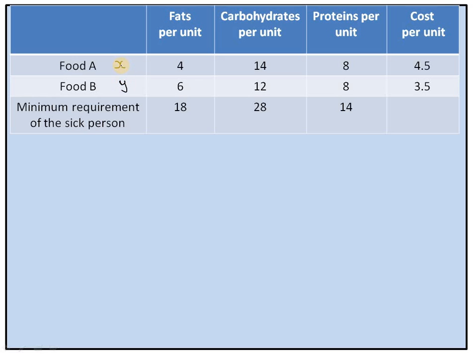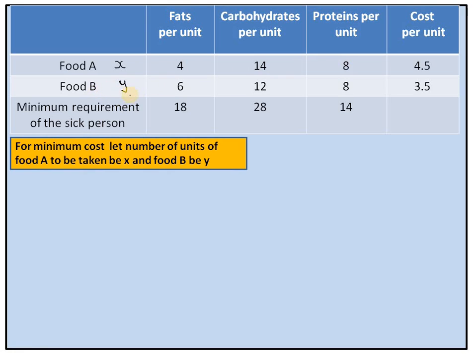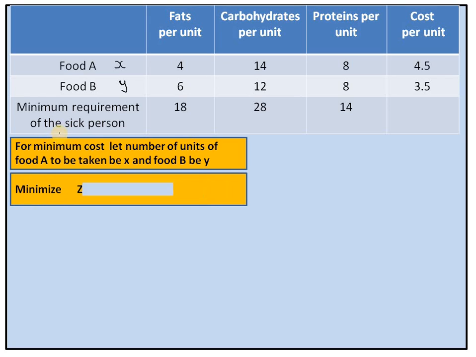बराबर है? तो उसका कॉस्ट कितना आएगा? 4.5 टाइम्स X यूनिट्स एंड 3.5 टाइम्स Y यूनिट. चलो, सो फॉर मिनिमम कॉस्ट, let number of units of food A to be taken be X and food B be Y. समझ गए बच्चों? ये उसको लेना है. तो उसका कॉस्ट कितना आएगा?